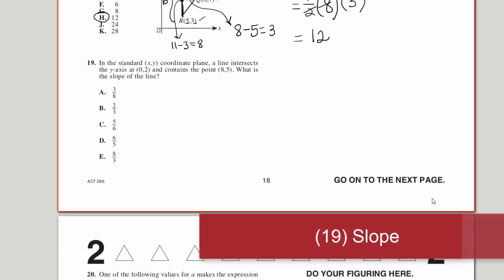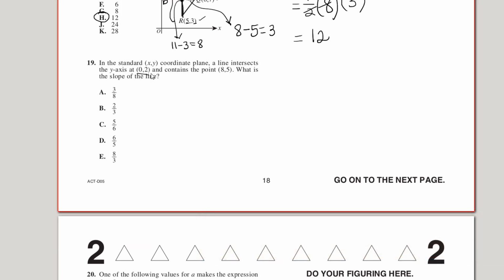Question 19: in the standard XY coordinate plane, a line intersects the y-axis at (0, 2) and contains the point (8, 5). What is the slope of the line? So we're looking for slope, and if you remember, we often use m to represent slope, and by definition, slope is the change in y over the change in x, or you may have seen the formula y2 minus y1 over x2 minus x1. And we're going to make use of this because we have 2 points. We have the point (0, 2), which we can use as x1 and y1, and the point (8, 5) we'll say is x2 and y2.